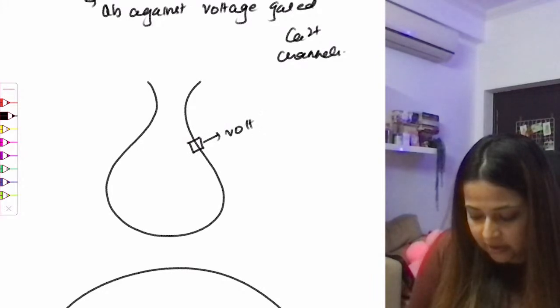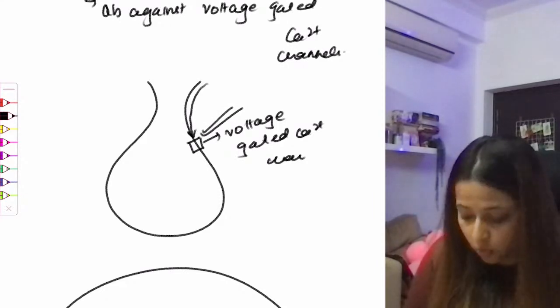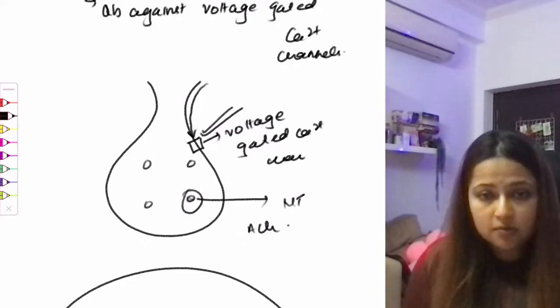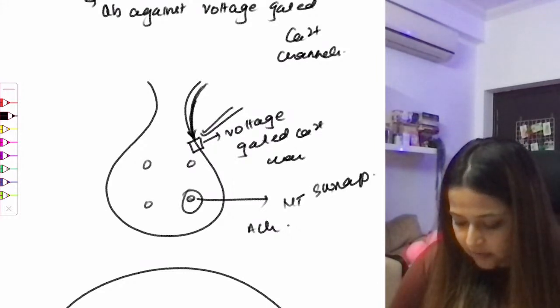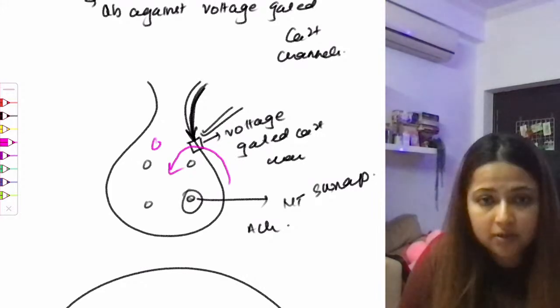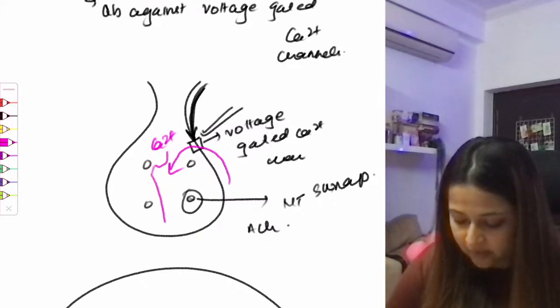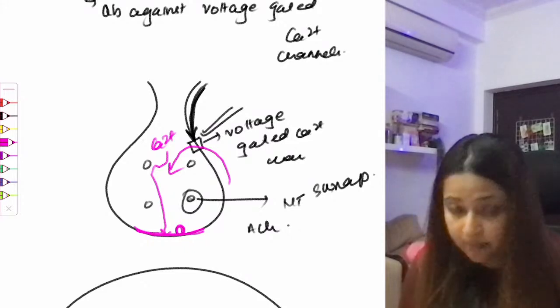so here there is voltage gated calcium channel. As a wave of depolarization is coming, what happens is these voltage gated calcium channels, they open up. What do we have in the vesicles? We have the neurotransmitter, and here we are talking about the acetylcholine. So acetylcholine is contained inside the synaptic vesicles. As soon as the wave of depolarization comes here, the voltage gated calcium channels open, and calcium enters inside. And at the very moment when calcium is entering inside, the synaptic vesicles are going to go towards the presynaptic membrane. Okay, they are going to reach this presynaptic membrane.